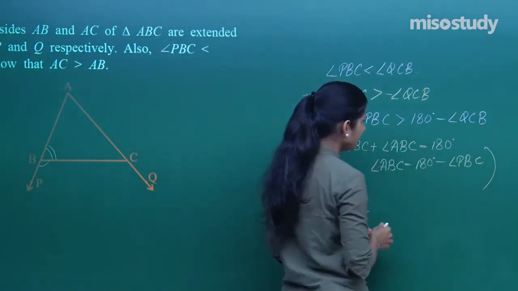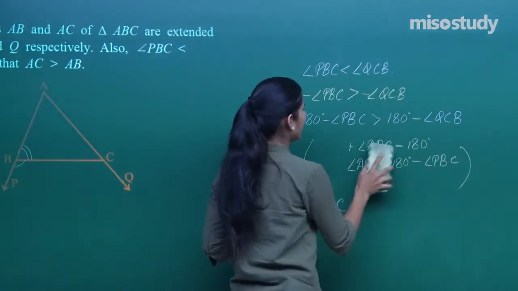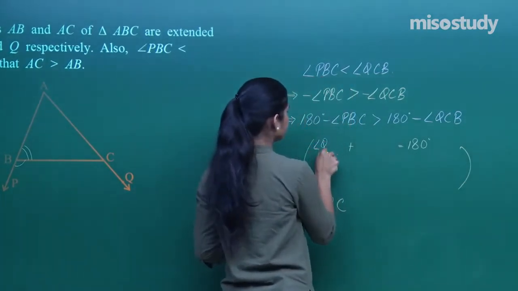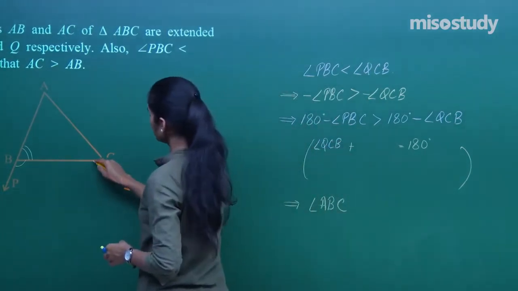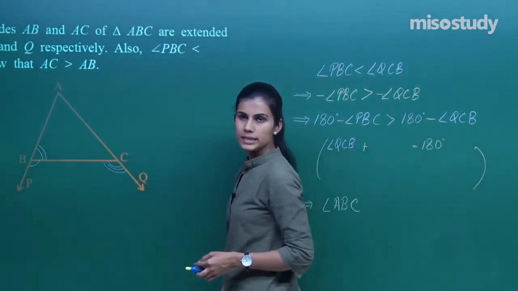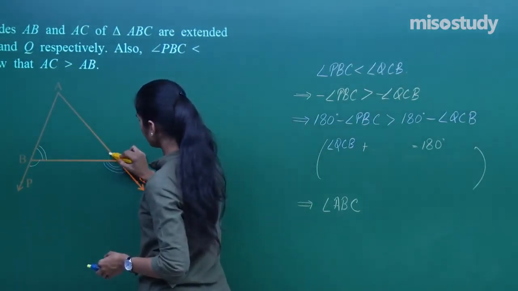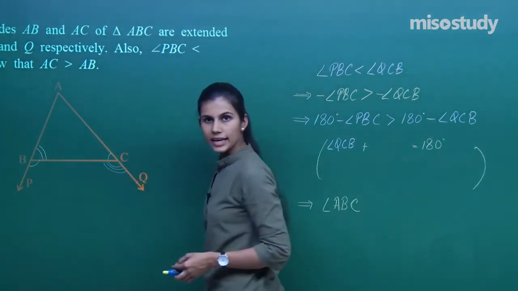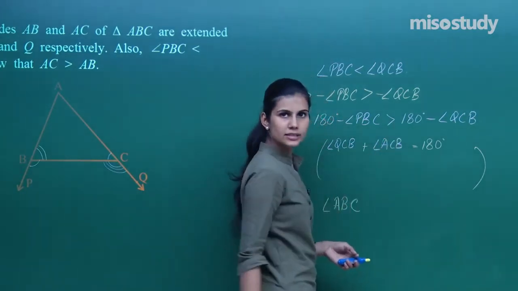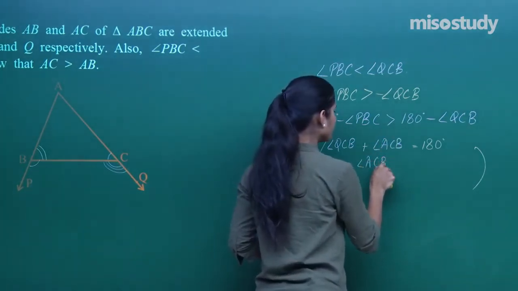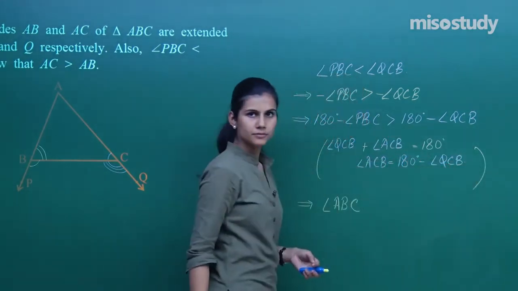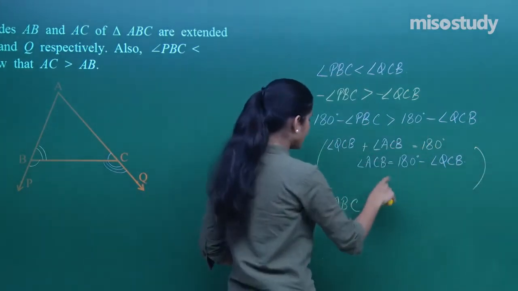Similarly, angle QCB, what is it that I have? One more thing. Angle QCB plus this angle is again 180, which is ACB. Again, they are forming linear pair of angles. So angle ACB is 180 minus angle QCB. So 180 minus angle QCB is ACB.